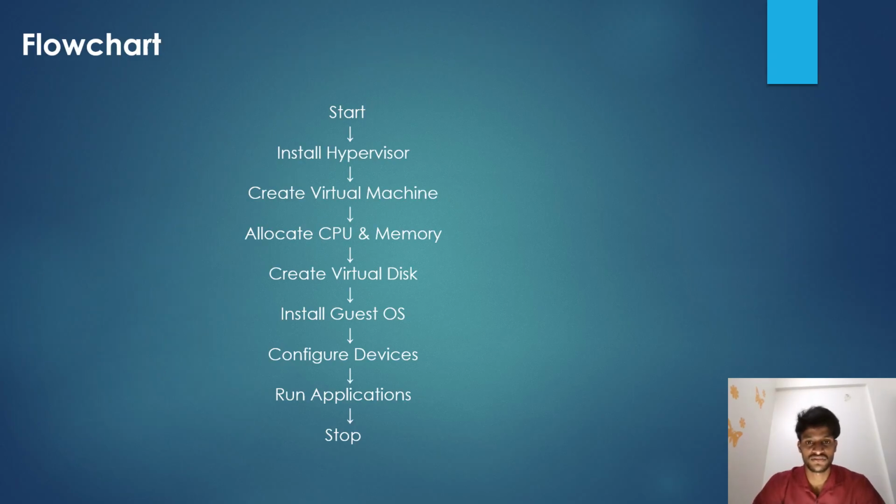This is the flowchart of virtual machine implementation. This flowchart shows the complete implementation process. It starts with installing the hypervisor, creating the virtual machine, allocating CPU and memory, creating the virtual disk, installing the guest operating system, configuring devices, running applications, and then completing the process.